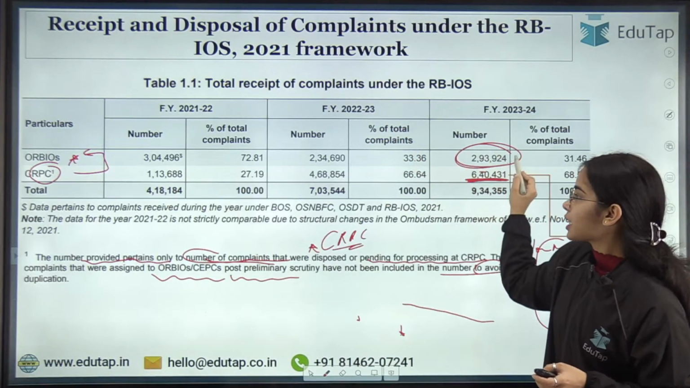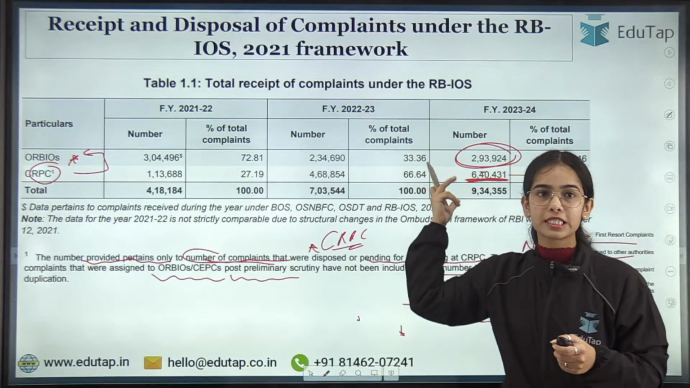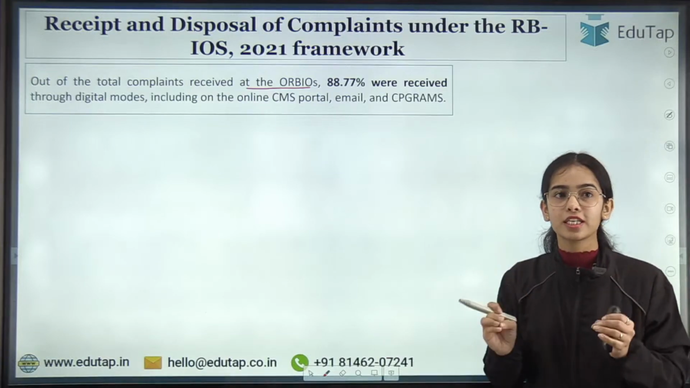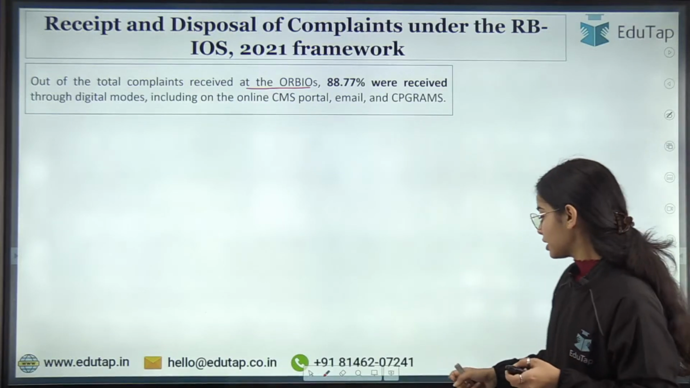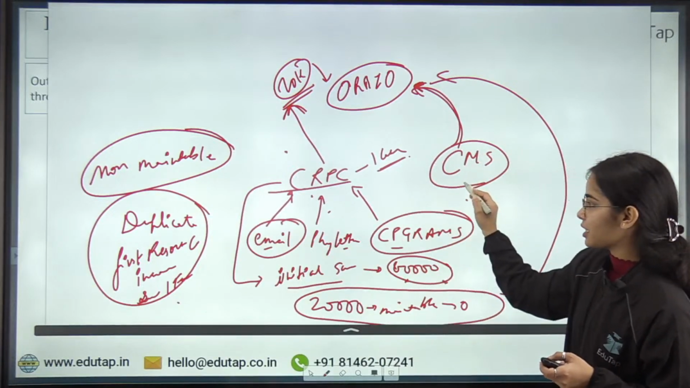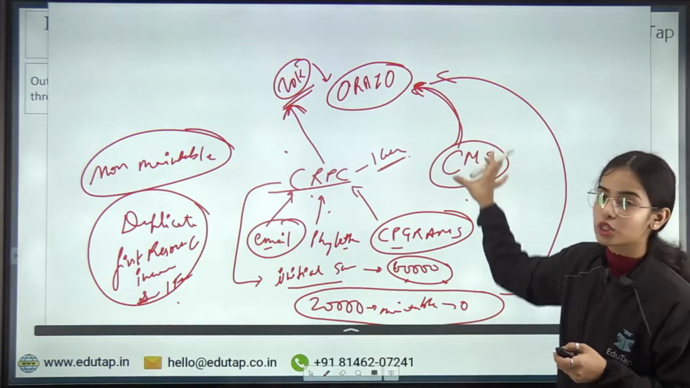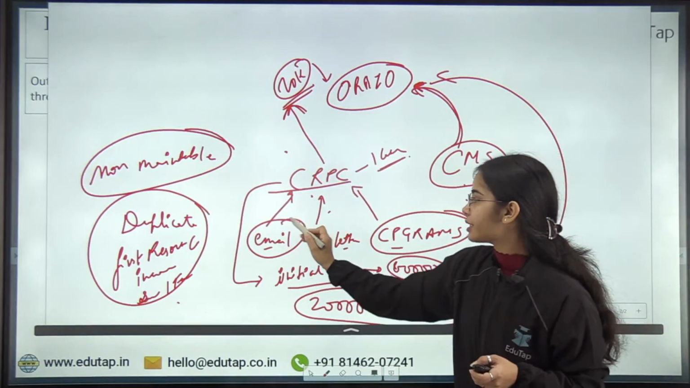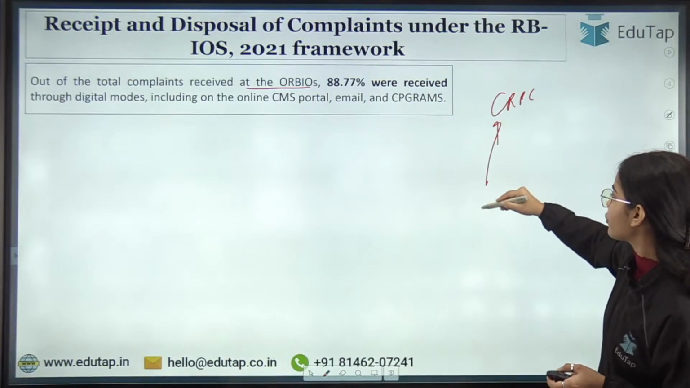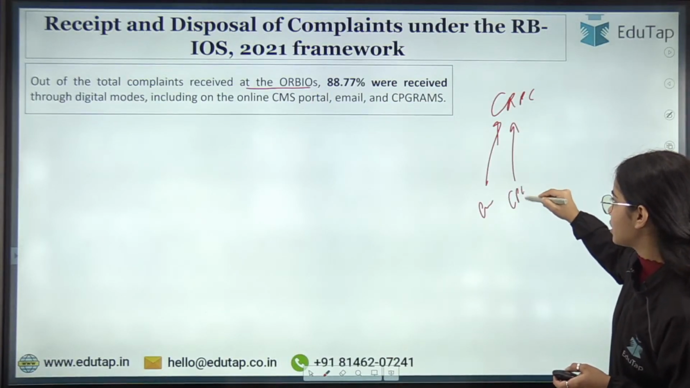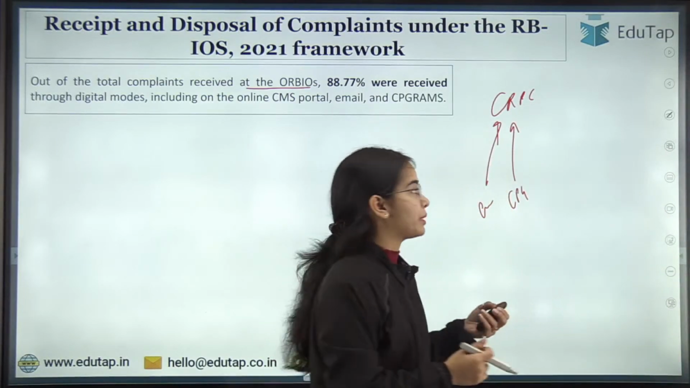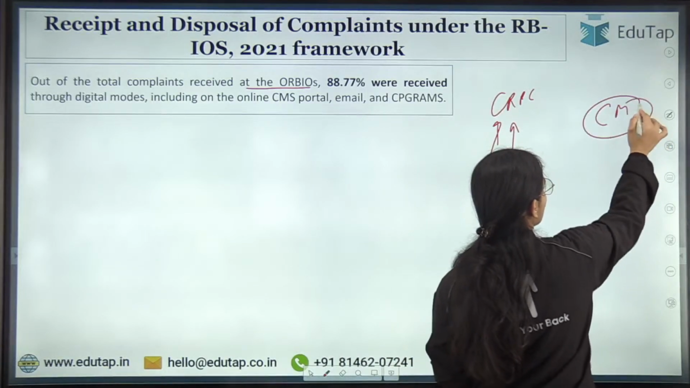Going further, out of the total complaints received by the offices of the Reserve Bank of India Ombudsman, from the CMS or from the CRPC, 88.77% were received through digital modes. That is, CRPC receives complaints through email, CPgrams and CMS. The CRPC is receiving the complaint from email and from the CPgrams. So this is online receipt of complaints. The CMS portal is also an online portal.